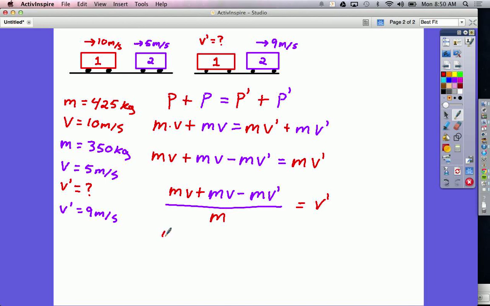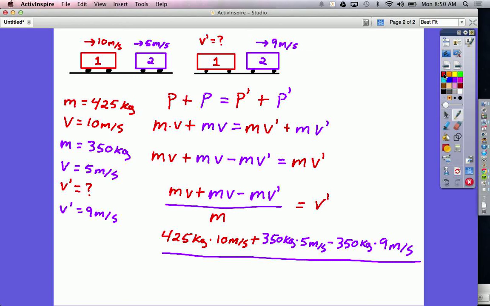Plugging in the numbers, 425 kilograms times 10 meters per second plus 350 kilograms times 5 meters per second minus 350 kilograms times 9 meters per second. And I will divide that by 425 kilograms. And when I plug all that into my calculator, it should give me, going into the blue a little bit here, the velocity of the red car prime.